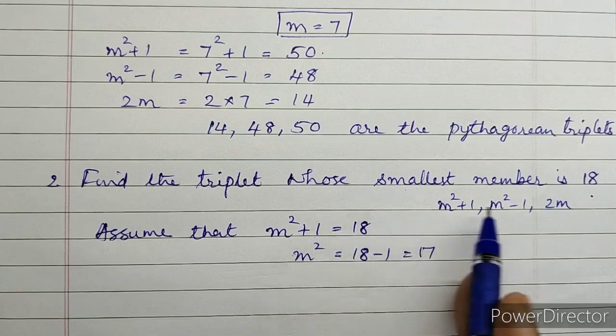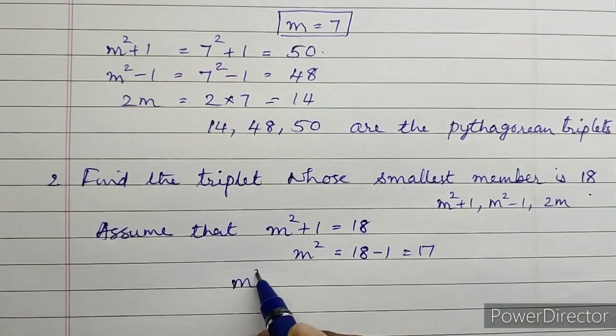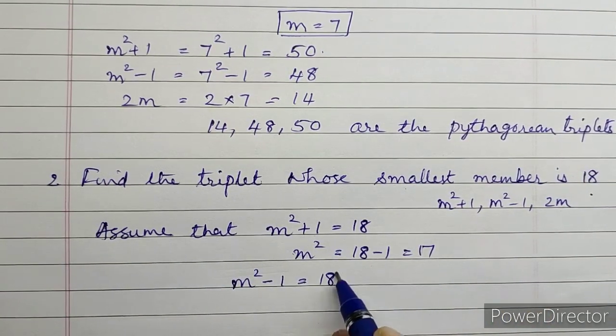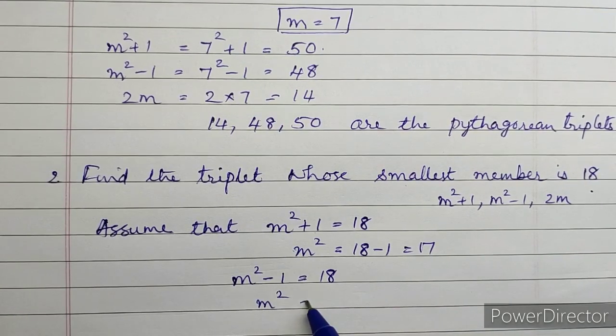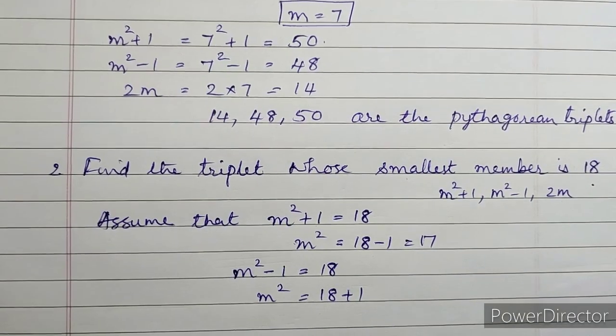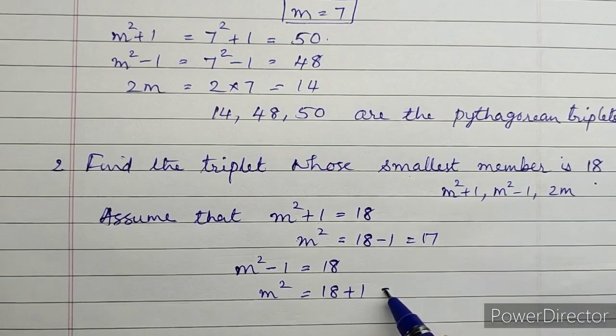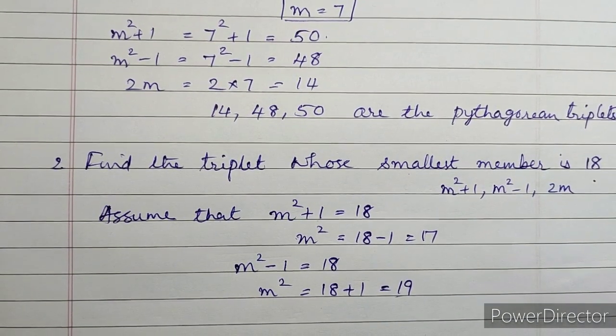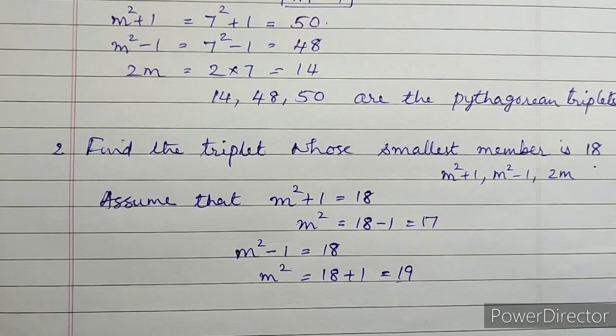Next number you should take. So m square minus 1 is equal to 18. So what is m square then? 18 plus 1. Transpose that minus 1, so it will change to plus 1. It is 19. Again, this is not a perfect square number, so you have to leave it.